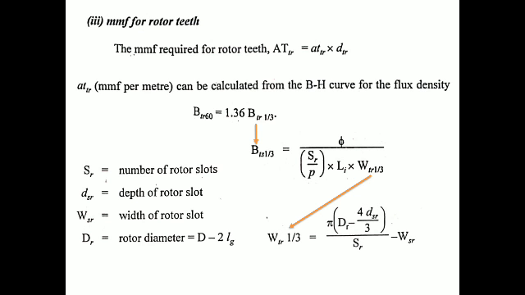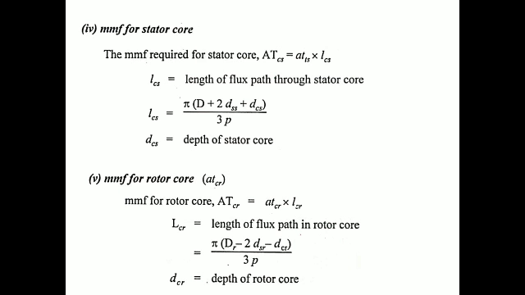So the Btr 1 by third value is defined by phi divided by Sr by P into Li into Wtr of 1 by 3. Again, Wtr of 1 by 3 is calculated by a separate equation, which is pi times (Dr minus 4 Dsr divided by 3) divided by Sr, then minus Wsr. This expression is taken as a constant, so there is no need to derive all this. Consider these equations one by one to find the MMF value of the rotor teeth. That's the third one. Then go with the fourth one, which is the MMF of the stator core.